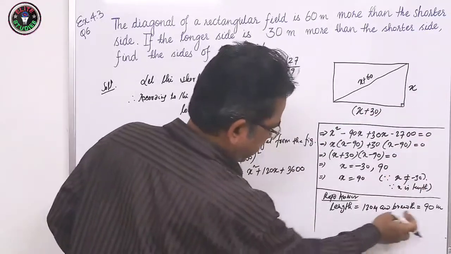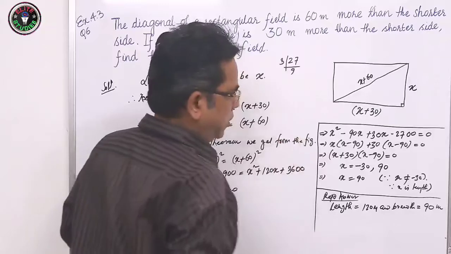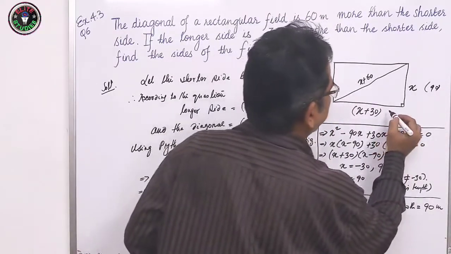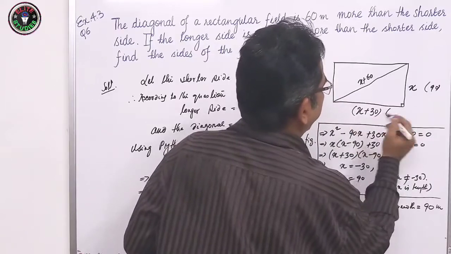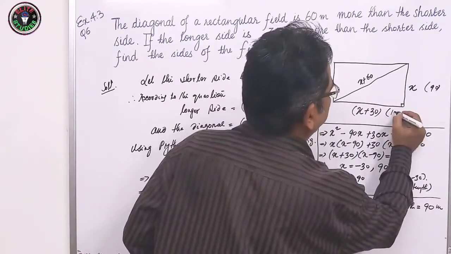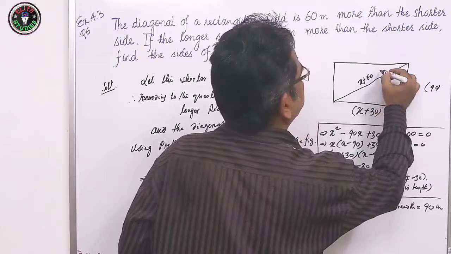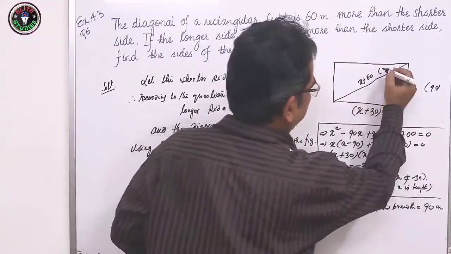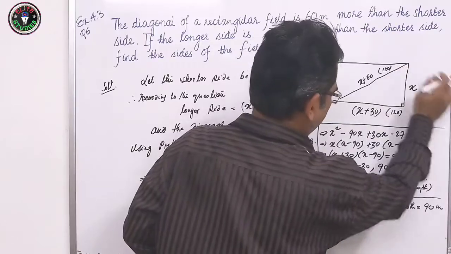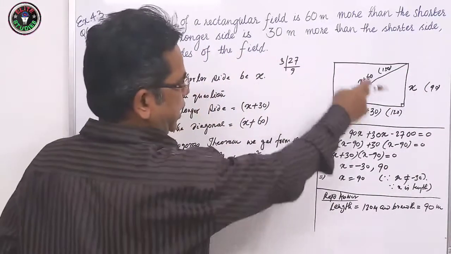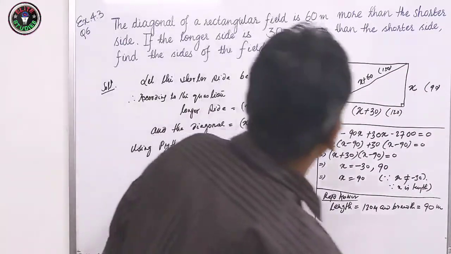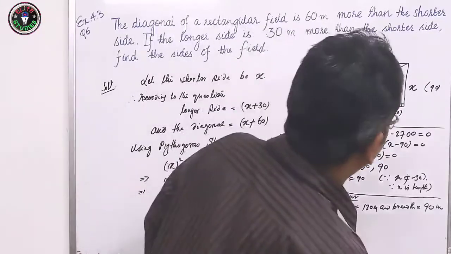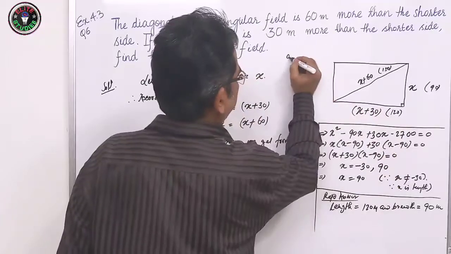X is how much? X is 90. You write here 90. And here x plus 30, how much did it come to? It came as 90 plus 30, 120. And how much did this come to? This came as 90 plus 60, 150. Now if this is the case, try to see whether it satisfies the Pythagoras theorem or not. This means 150 square should be equal to 90 square plus 120 square.